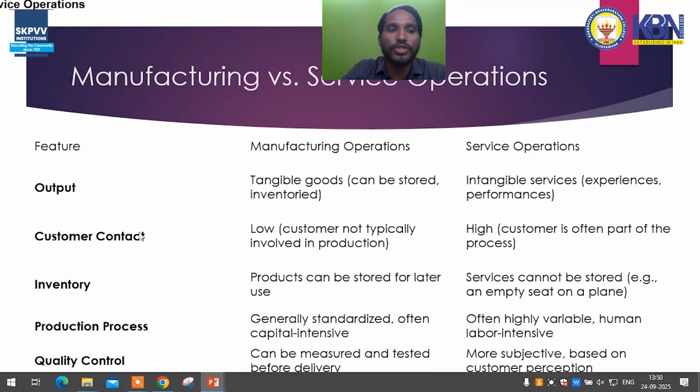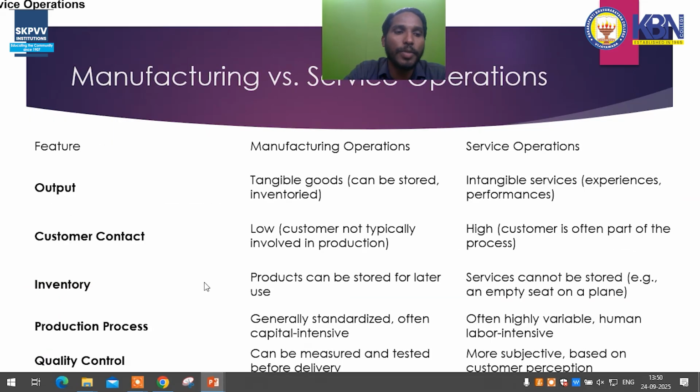In this feature, customer contact. In manufacturing operations, the customer contact is very low. The customer is not typically involved in the production process. But in service operations, customer contact is high, and the customer is often part of the process because many customers are using these services. And inventory: products can be stored for later use, but services cannot be stored, like an empty seat on a plane.